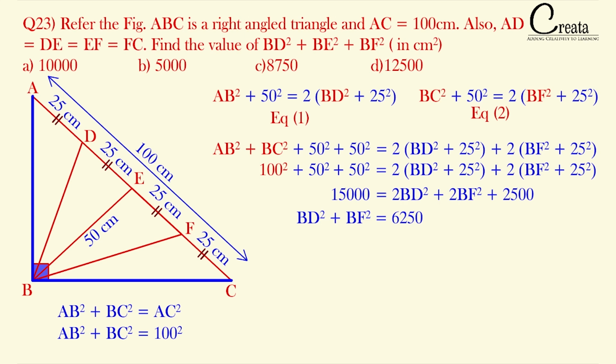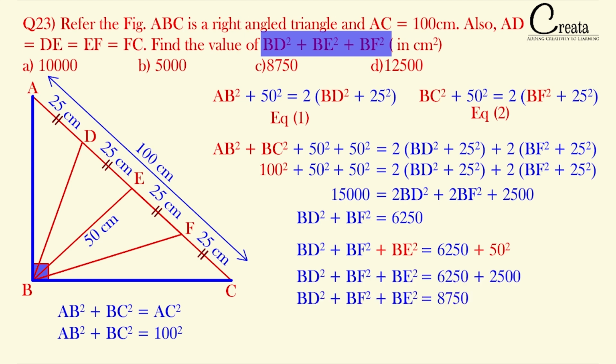But in the question, we have to calculate the value of BD square plus BE square plus BF square. Means we have to add the value of BE square to our equation, and we have calculated BE as 50 centimeter. Let's add BE square, that is 50 square. On adding, we got our answer as 8750. That is the answer of the question.